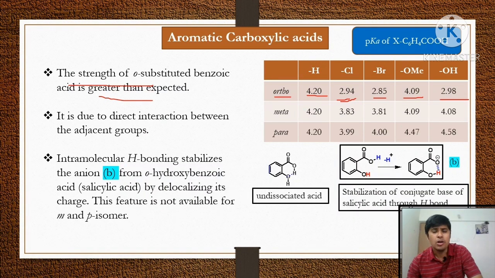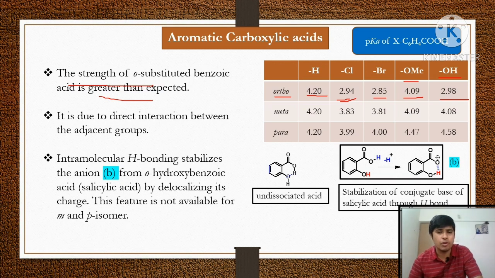Now for orthomethoxybenzoic acid, the pK value decreases. That means orthomethoxybenzoic acid is stronger compared to benzoic acid. Similarly, orthohydroxybenzoic acid is much stronger, with a pK of 2.98. You see here there is a minus I effect of methoxy and a minus I effect of hydroxyl. Both groups have a minus I effect, and because of that we get a lower value of pK.